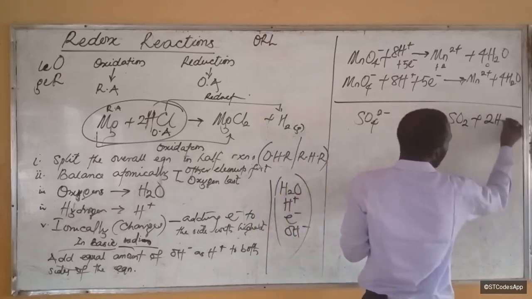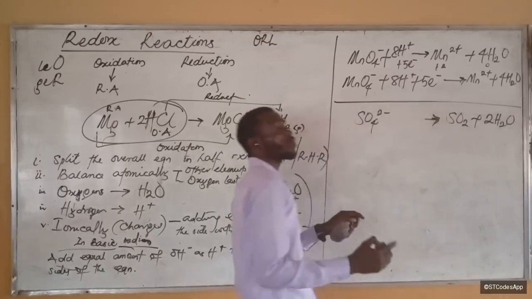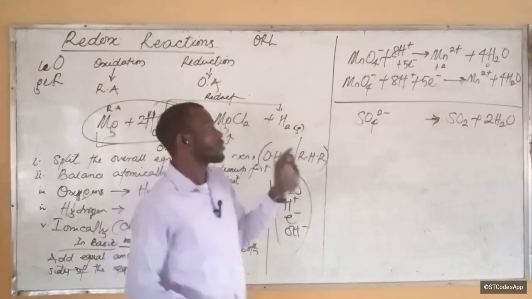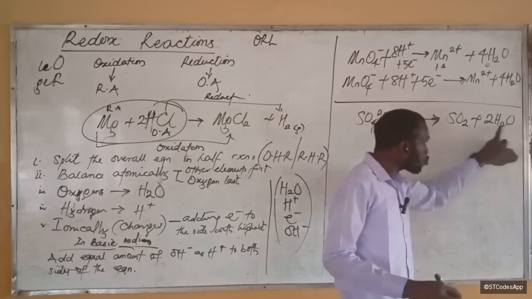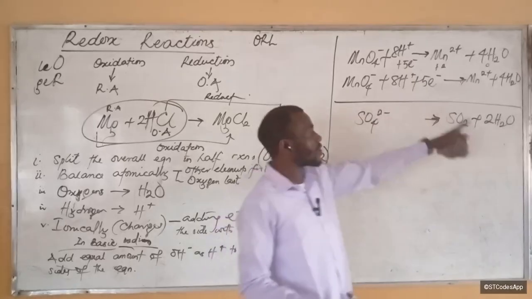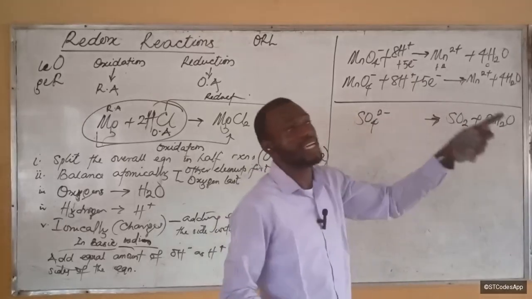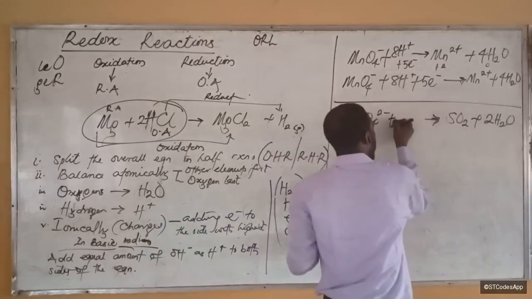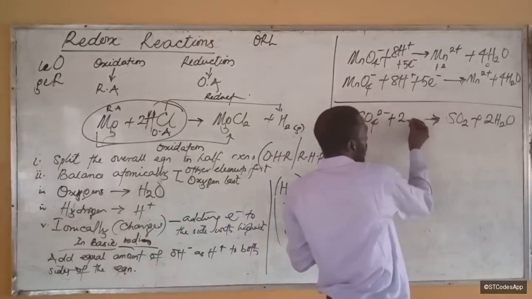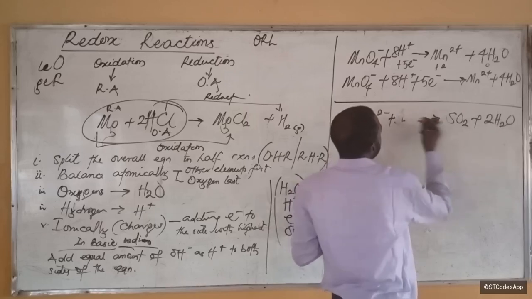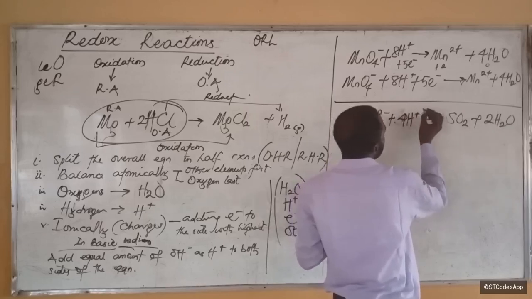But 2 what? 2 water. Remember, it is water we use to balance oxygen. So by adding 2 water here, we now have 2 oxygens more. But by adding water, we have also introduced hydrogen on that side. So we must come here and balance that hydrogen with 2. How many hydrogen do we have? Did we have 4? That will be 4H plus.